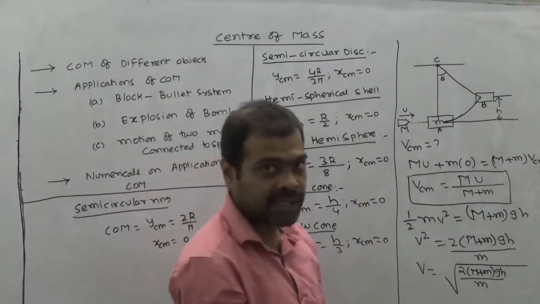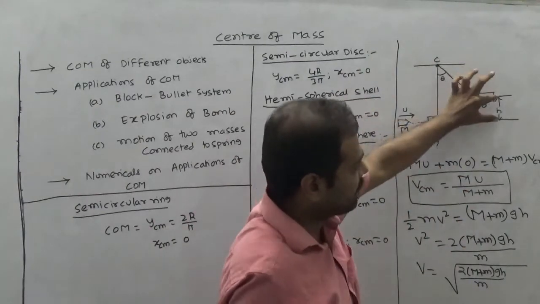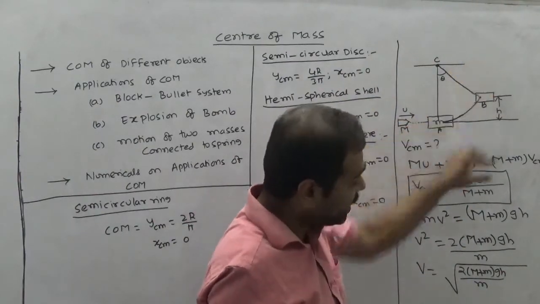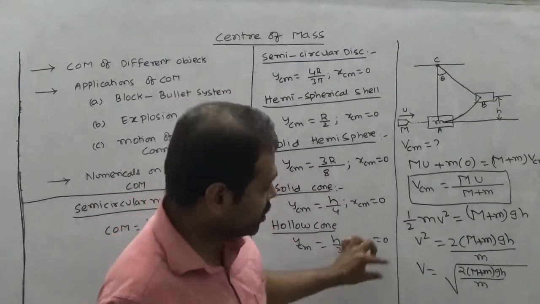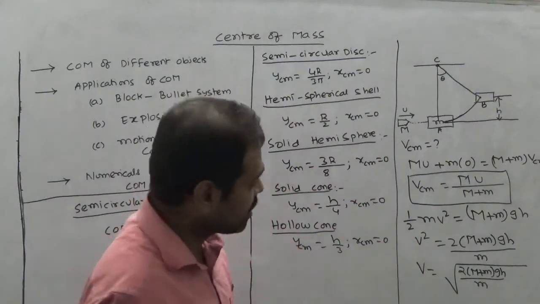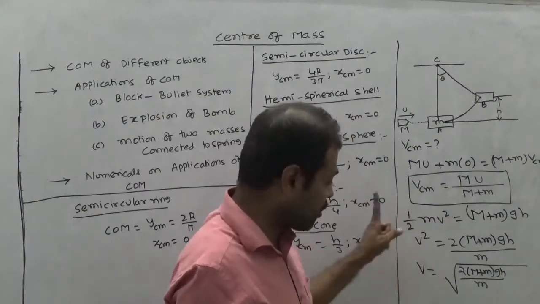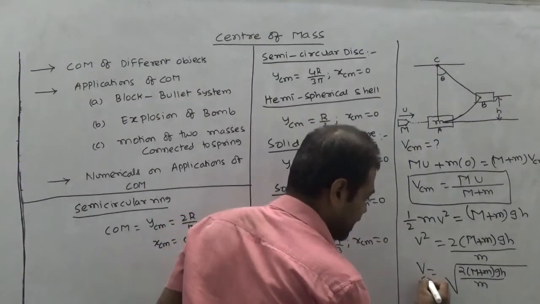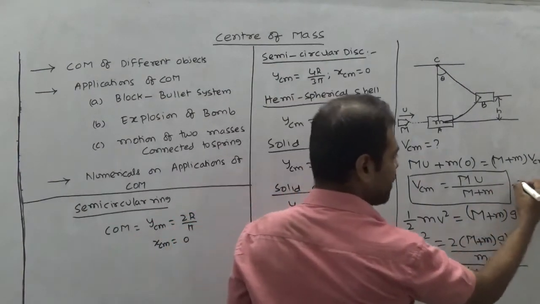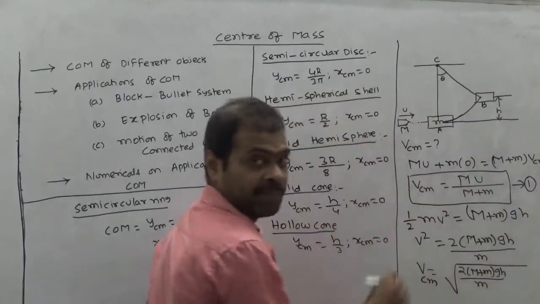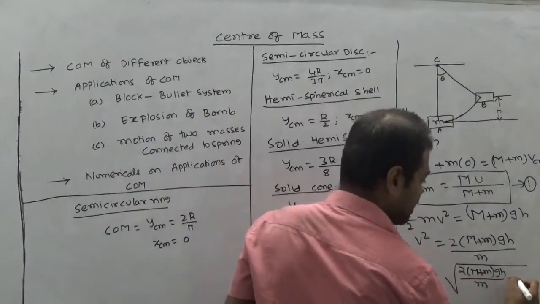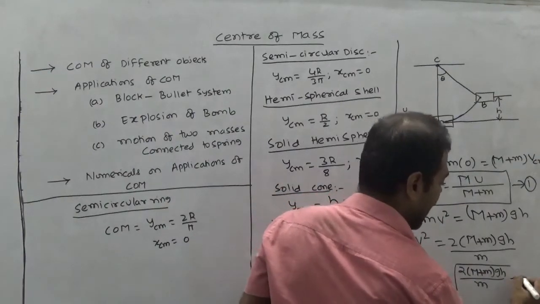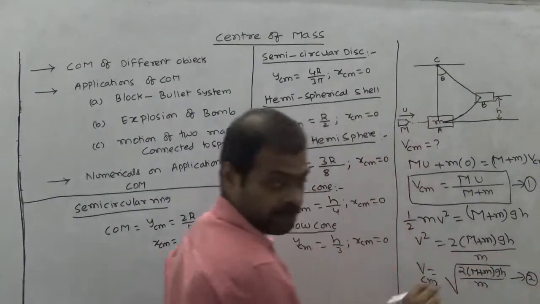Suppose instead of velocity, if they give that the block is raised to a height h, then we will use this formula. Both define the velocity of center of mass, but in equation 1, it is with respect to the initial velocity of the bullet and the masses. Here it is the masses and the height raised by the block.